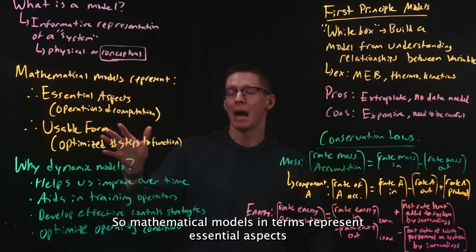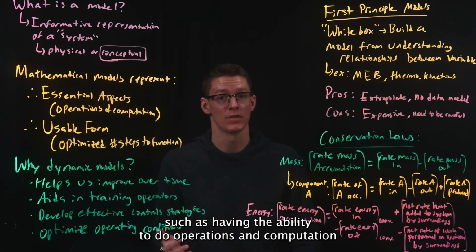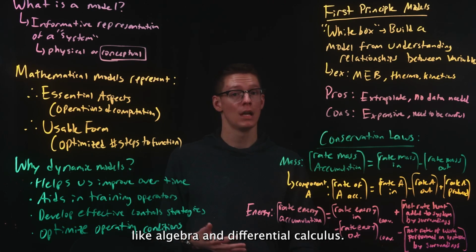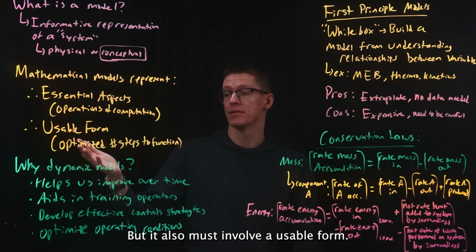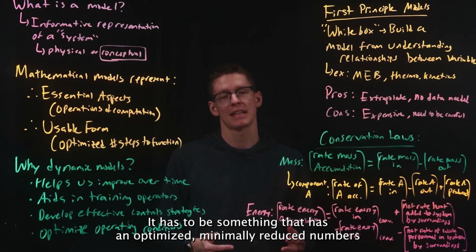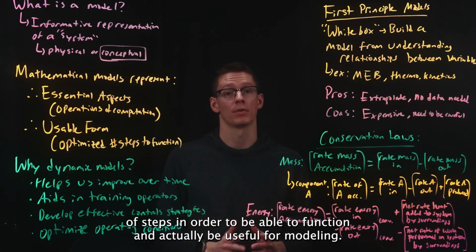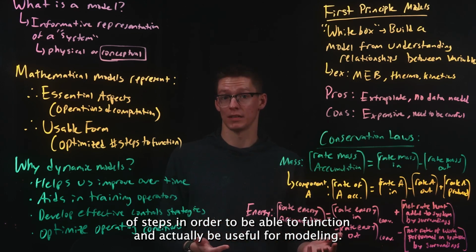So mathematical models in turn represent essential aspects, such as having the ability to do operations in computation like algebra and differential calculus, but it also must involve a usable form. So it can't be something that's super energy intensive. It has to be something that has an optimized, minimally reduced number of steps in order to function and actually be useful for modeling.